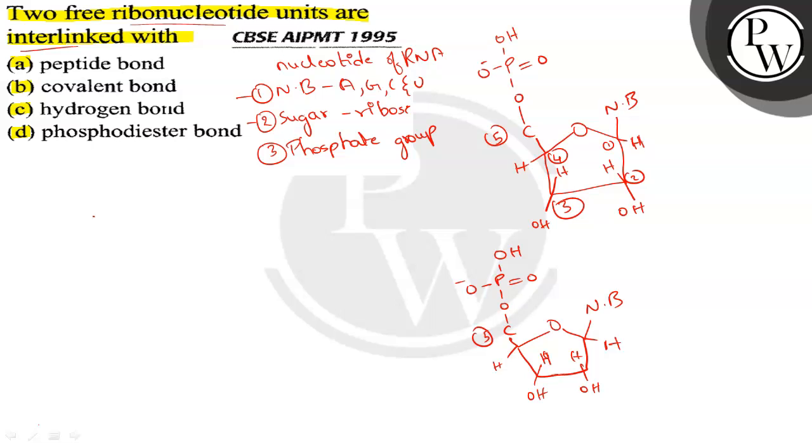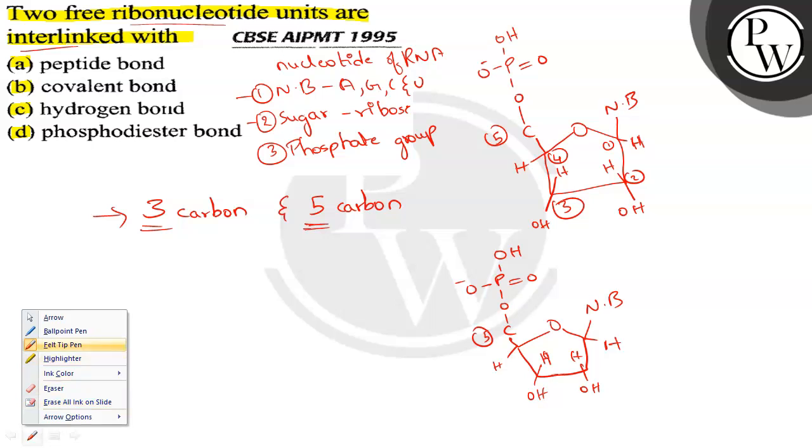So we have to keep in mind that the nucleotides are linked with each other through a bond which is formed always between the third carbon of one nucleotide and the fifth carbon of another nucleotide. So let us see how it happens.